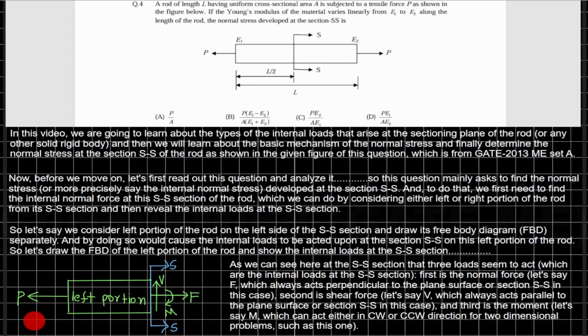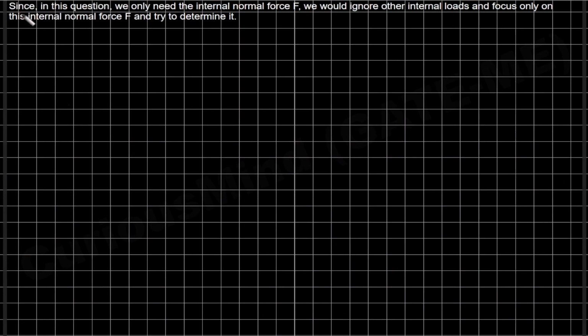Let's move to the next page. Since in this problem we only need the internal normal force F, we would ignore other internal loads and focus only on this internal normal force F and try to determine it.